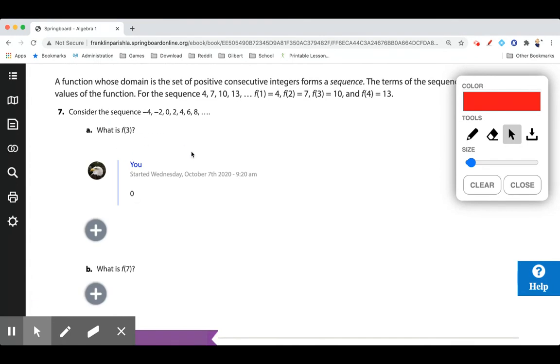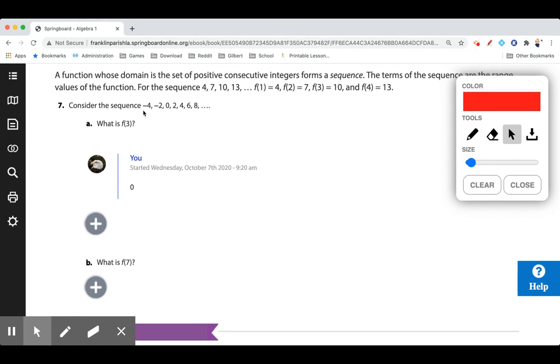So when we have a sequence, the x is the domain. That means this is the first one, the second one, the third one, the fourth one, the fifth one, the sixth one, the seventh one, and then keep going. And the range is the number in the domain, the value.